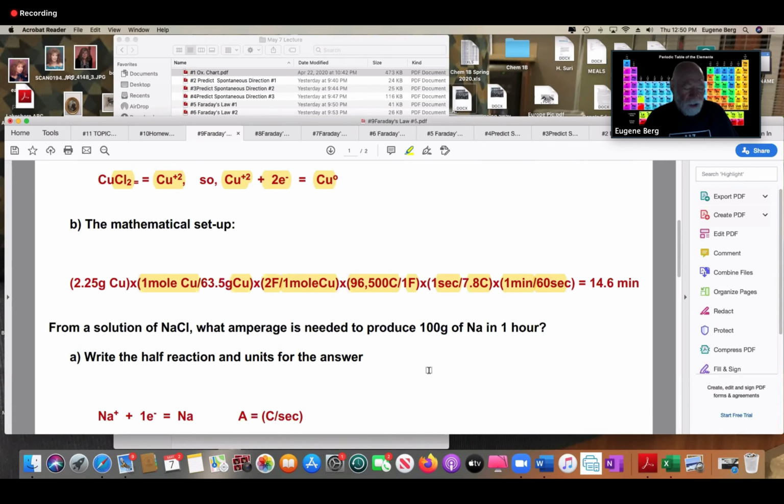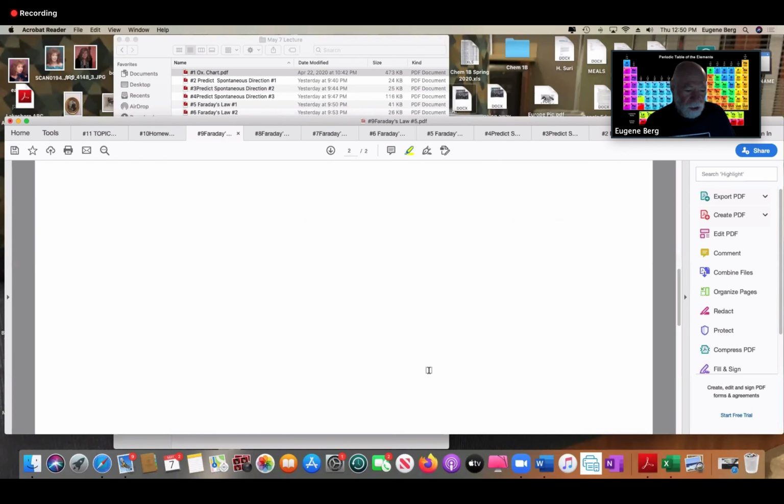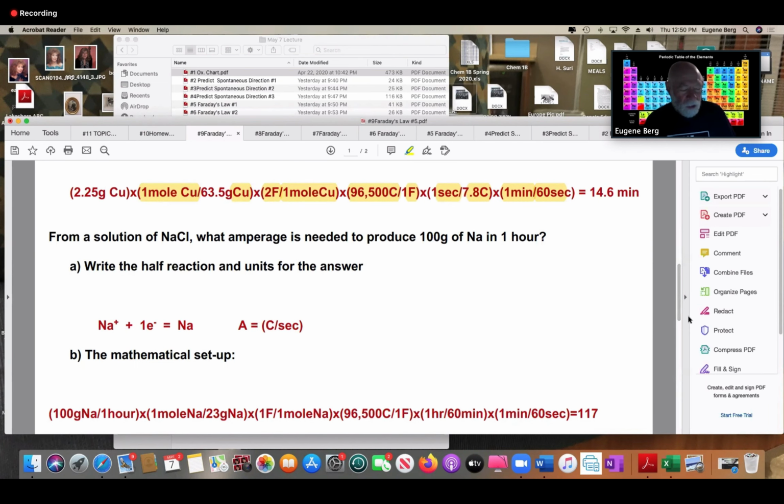Now notice this is a weird problem because Berg wants a 2-line ending, coulombs per second. With the conversion factor method, if you want a 2-line ending, you need a 2-line beginning. Look at the information. Berg did not give you a 2-line beginning. Well, sometimes you have to make up your own 2-line beginning. You're only given two pieces of information. So here's what I decided to use. My 2-line beginning is, I decided to put the 100 grams of sodium over hours.